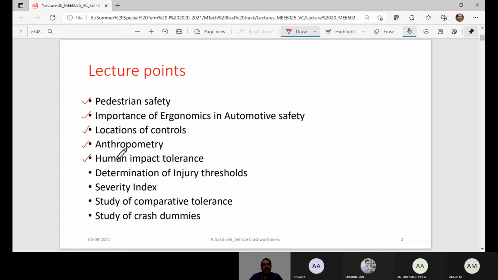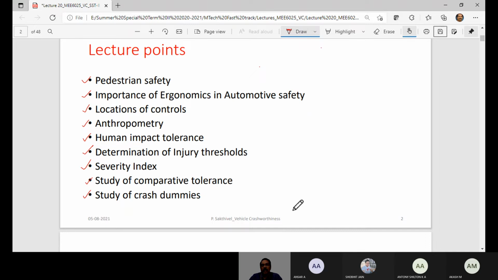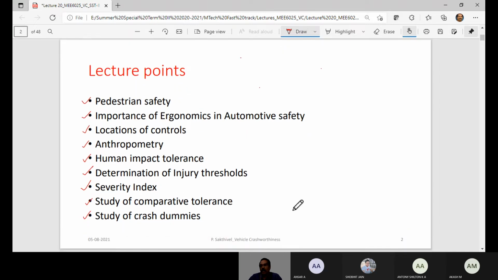And then human impact tolerance, which is dimensional tolerance as far as avoiding impact of the human during the course of an accident inside a vehicle. And then determination of injury threshold, severity index, study of comparative tolerance, and a brief study of crash dummies. Of course, we have dummies and injury mechanisms in separate modules; in this module we will have these highlights. So these are all the lecture points for today's lecture, and tomorrow maybe I'll take one period.